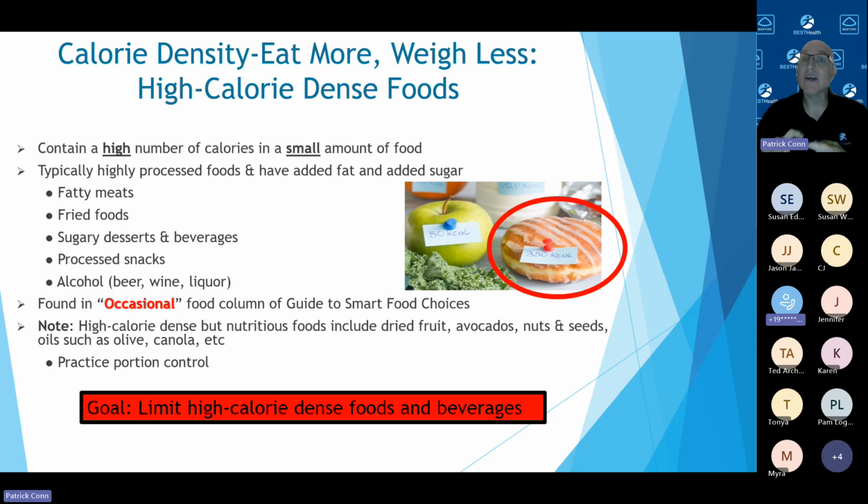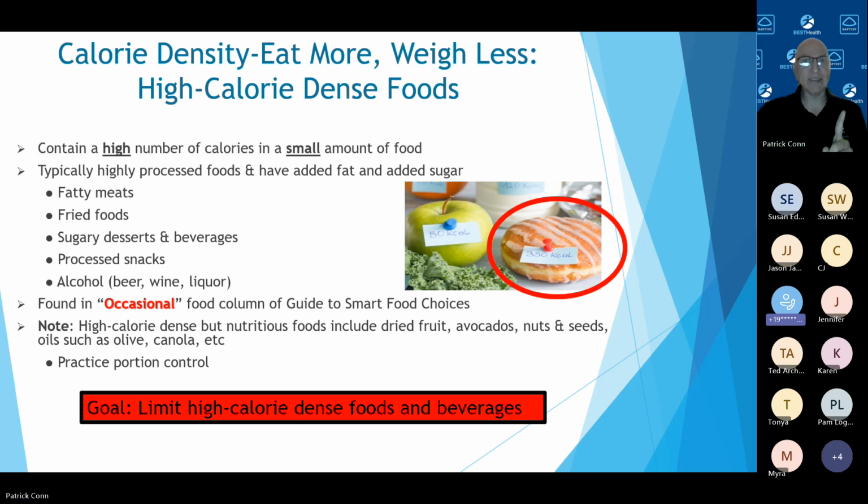Whereas, and water, by the way, that's important. A lot of fruit has a lot of water. Whereas the donut is packed with added sugar and zero water content, zero fiber, etc. Okay. So that donut would be considered a high calorie dense food. Again, these are the ones that are found in your occasional food column of that guide to smart food choices.